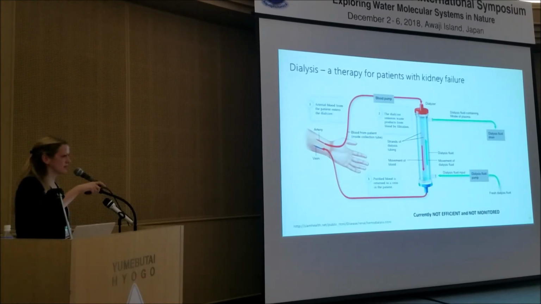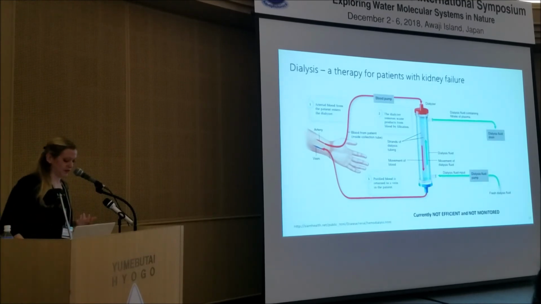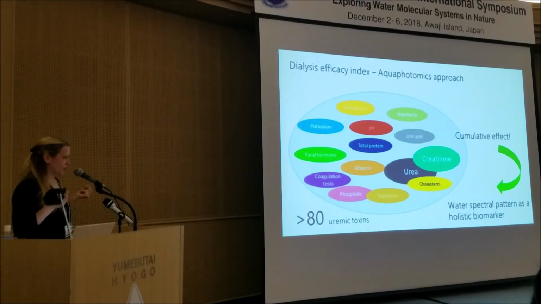So what is dialysis? It is a kind of therapy invented for patients who do not have functioning kidneys anymore. And this is just the process of blood filtration. This process is currently not efficient and not monitored because we don't have good enough methods. So why do we not have them?